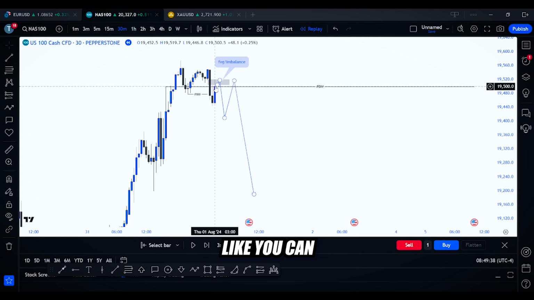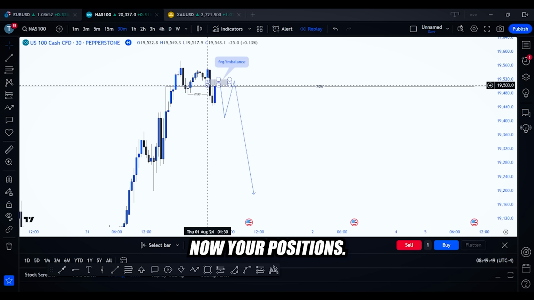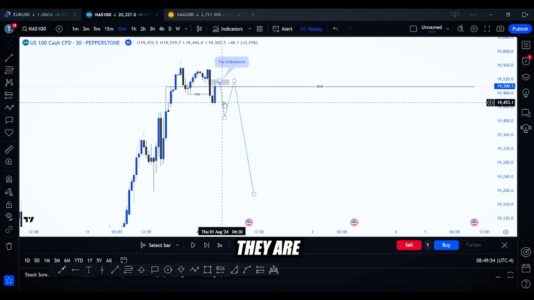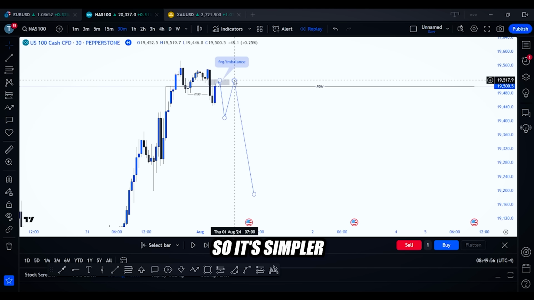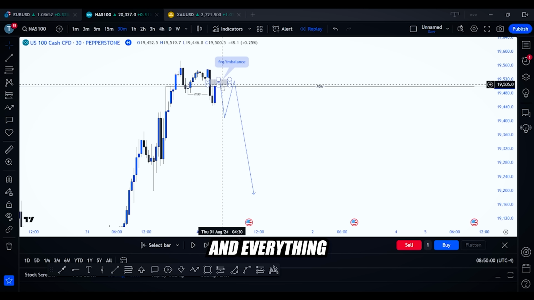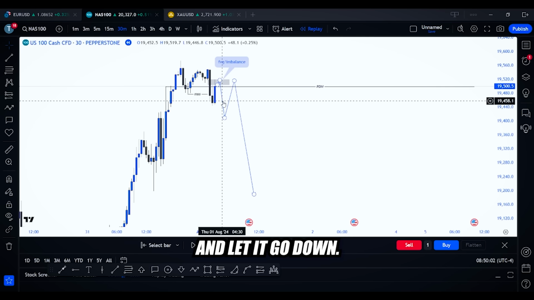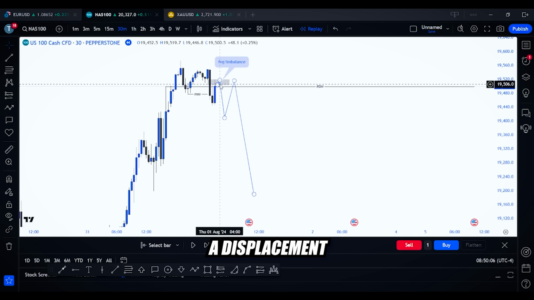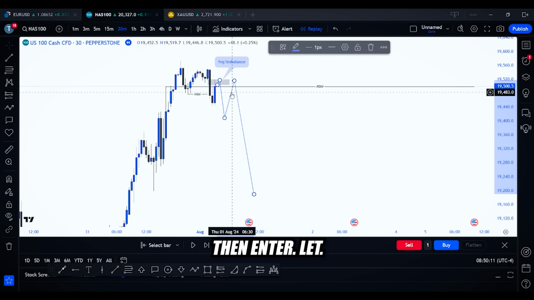You know, like you're coming right here, the market is right here, goes down, and you enter more trades thinking, okay, now it's fully going down. Then it comes back up. Now your positions, since you are on NAS 100 or any other currency, they are taken out, right? So it's simpler to enter one position according to your account size and everything, and let it go down, then retest, unless there is a displacement to the downside, right? Wait for it to retest right there, then enter, right?